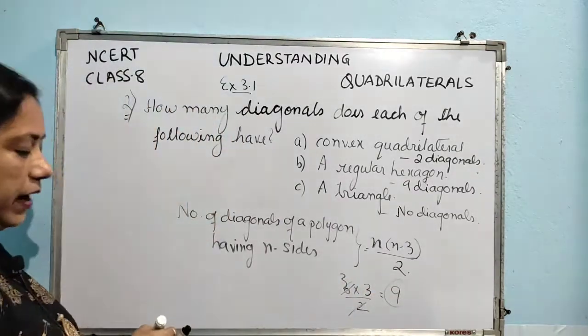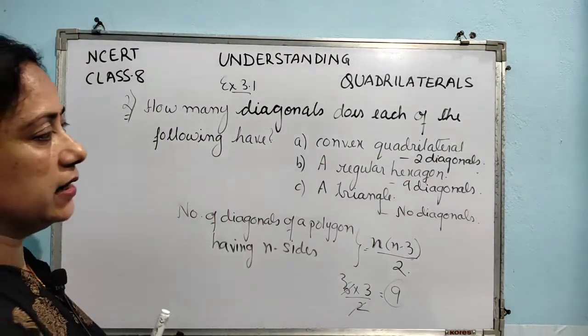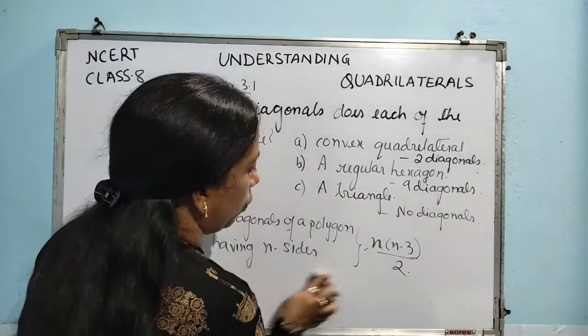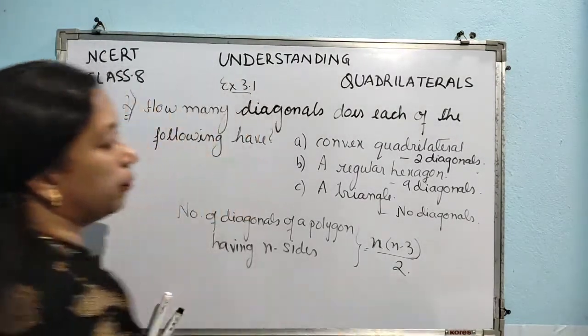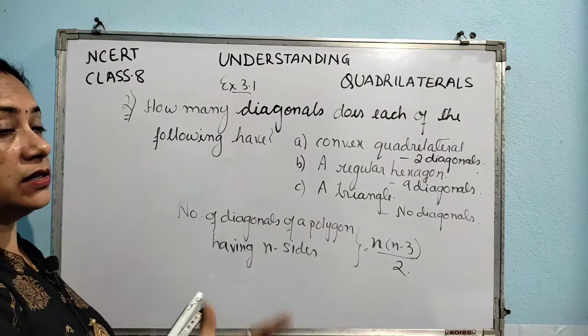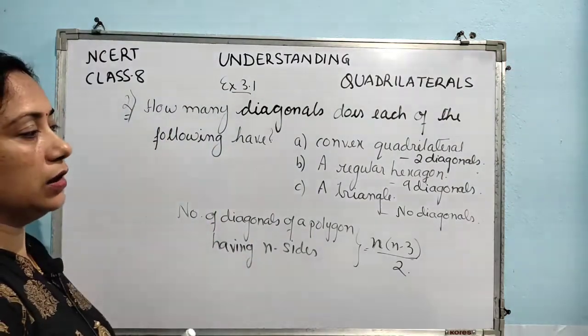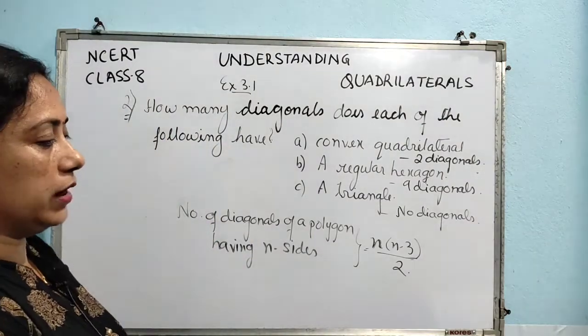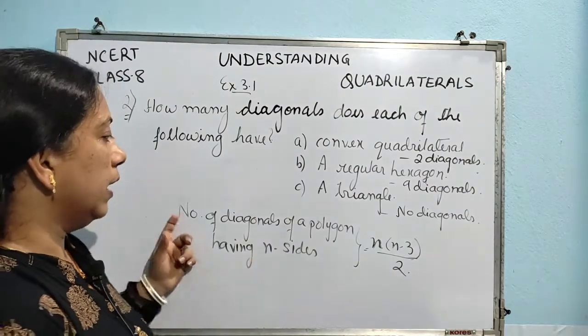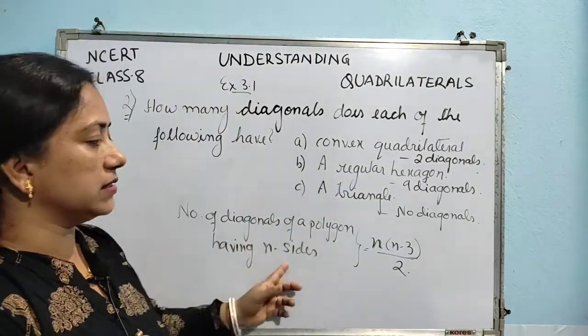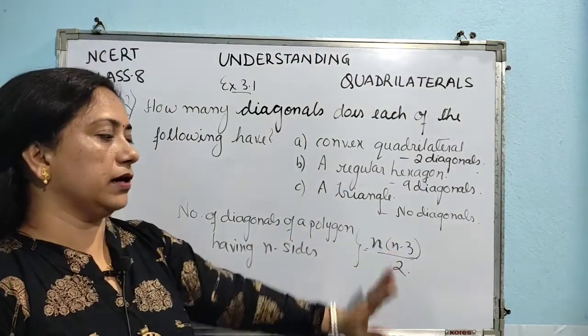So this way you can find out the number of diagonals in any type of polygon. A polygon having 10 sides, 20 sides also, you can find out the number of diagonals without drawing the figure. This is just a simple formula. Number of diagonals of a polygon having n sides is given by n into n minus 3 by 2.